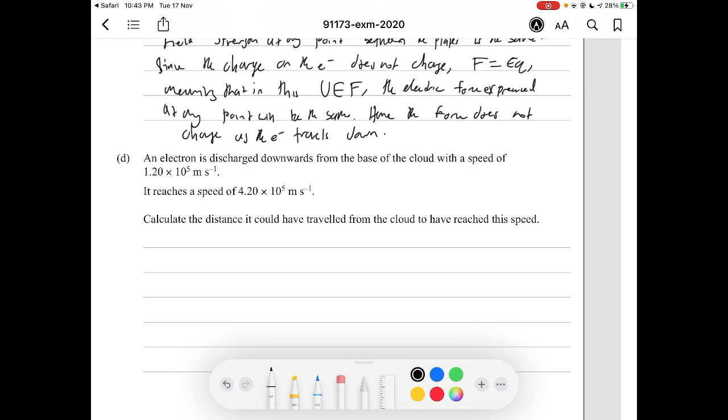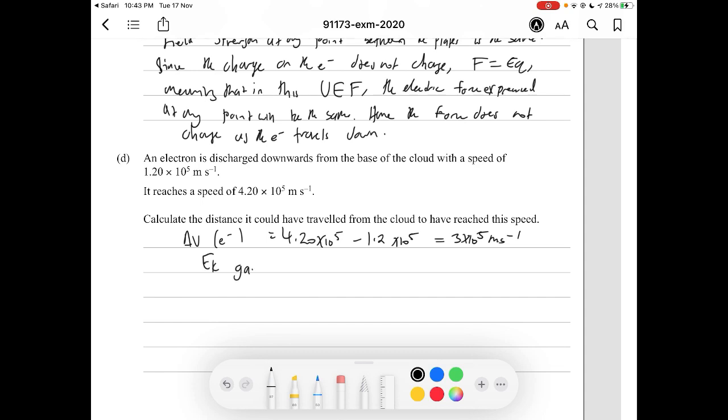Alright, so in this case, we're going to find the amount of kinetic energy gained. So we're not going to find the kinetic energy the electron has. We're going to calculate the kinetic energy the electron has gained from when it started inside the electric field to when it has reached the ground. So the change in v of the electron is equal to 4.20 times 10 to the power 5 minus 1.2 times 10 to the power 5. This equals 3 times 10 to the power 5 meters per second. So that's the change in v, so that's how much velocity it's gained while it was inside the electric field.